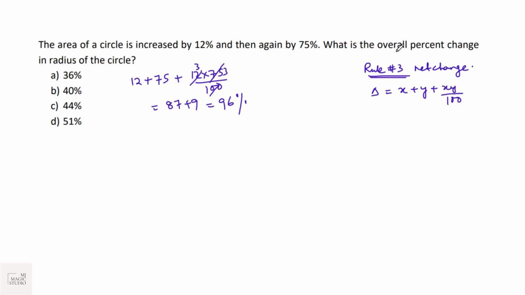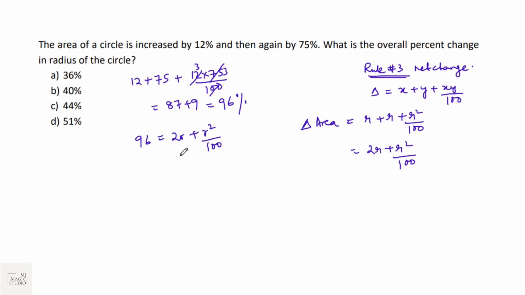Now they are asking what is the overall percentage change in the radius of the circle. Whenever we are dealing with the area of a circle and the radius of the circle, this formula will become: change in area is equal to r plus r, plus r square by 100. That is 2r plus r square by 100. Now in this question it is given that 96 is 2r plus r square by 100. Find the value of r.